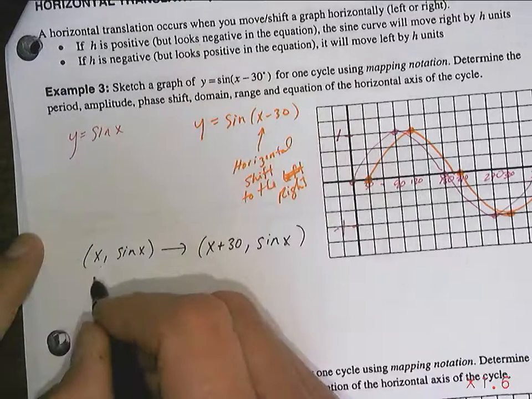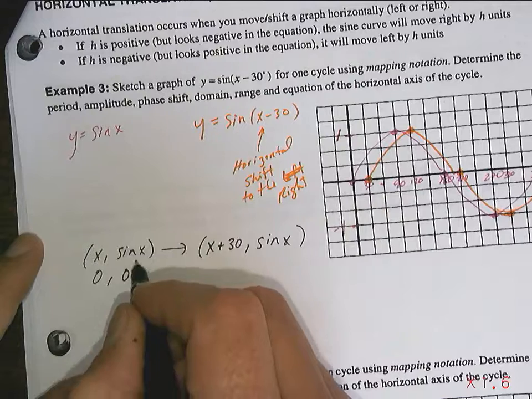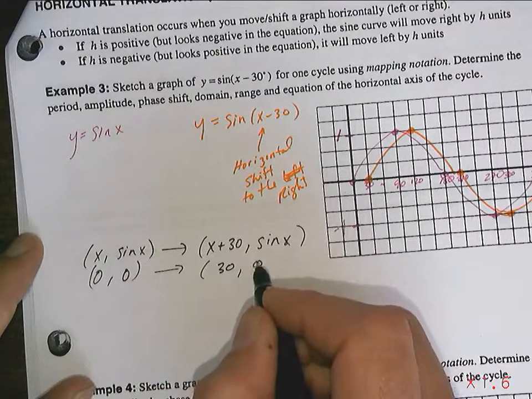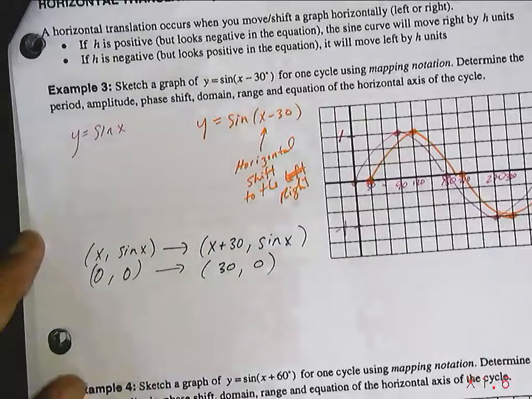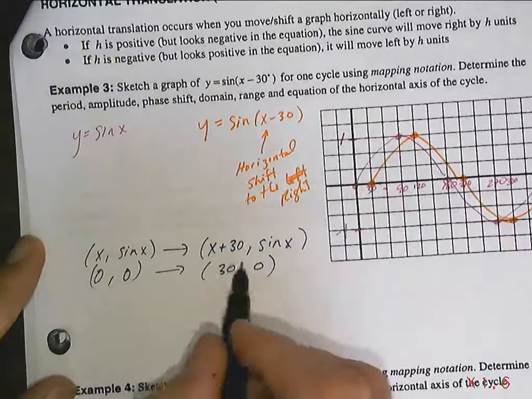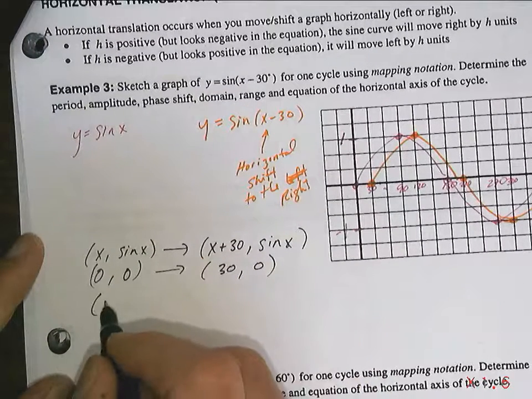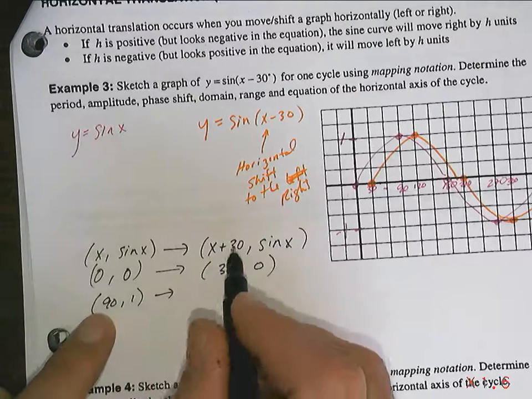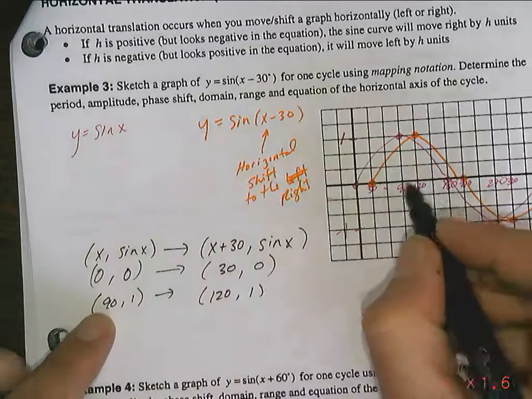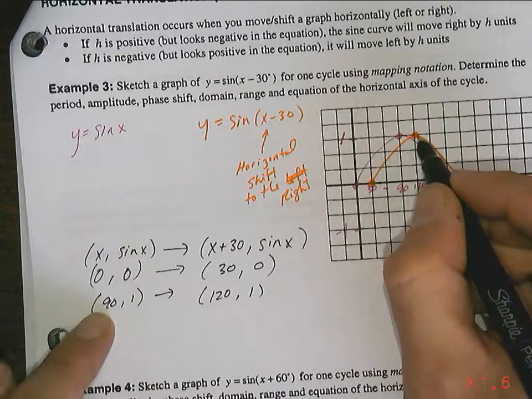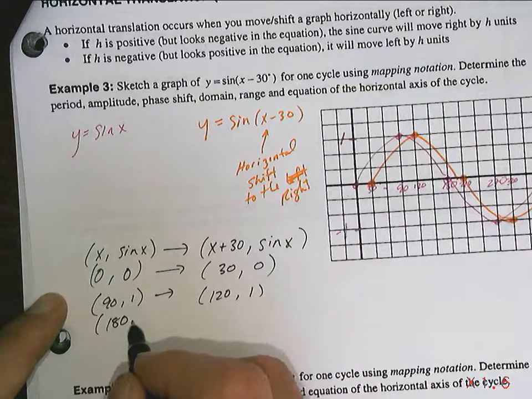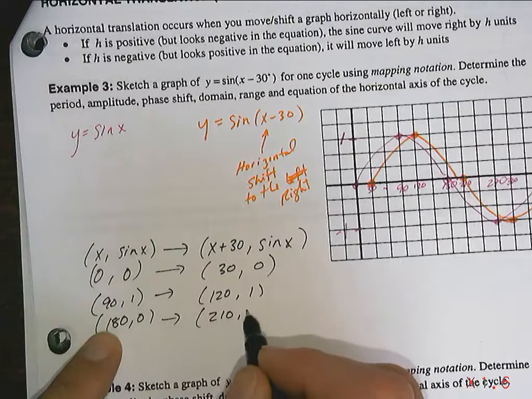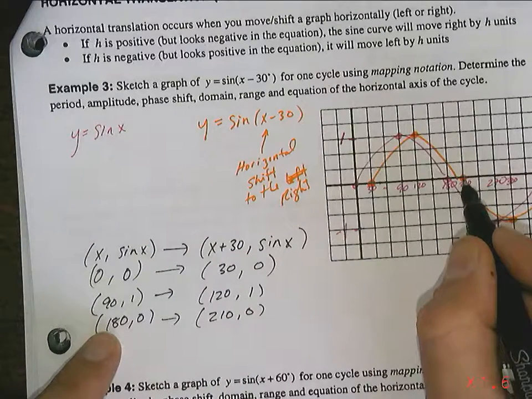Let's see if this works. So (0, 0) is going to go to (30, 0), and that did work. I don't like point notation that much, so I don't use it that much. I have to make sure it's working for me. So it's going to be (90, 1). 90 plus 30 should be (120, 1). Yes, it did work. So (180, 0) should go to 30 plus 180, which is (210, 0). Did that work? 210 is at 0, yep.